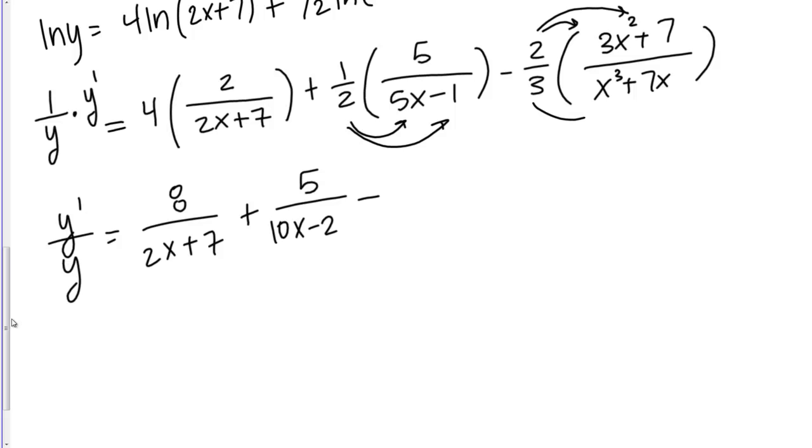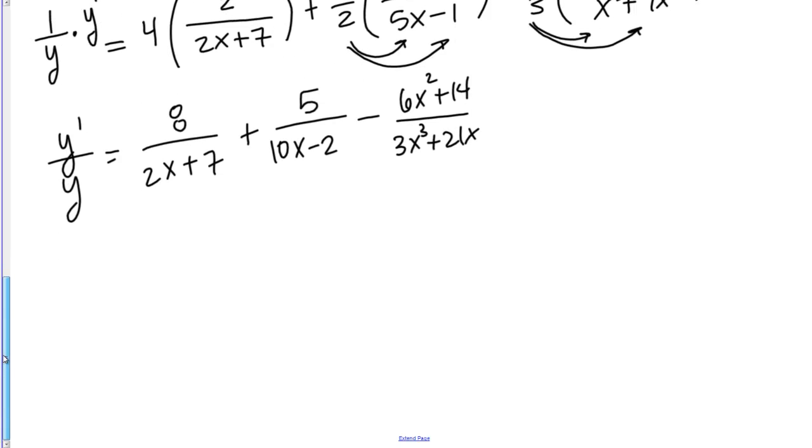Okay, so I'll do the same thing here. And you could leave it factored out if you want to. It's really up to you how you want to keep track of all these terms. But if I distribute that 2, I would get minus, let's see, 6x squared plus 14 over 3x cubed plus 21x. Okay. We finished taking the derivative now.